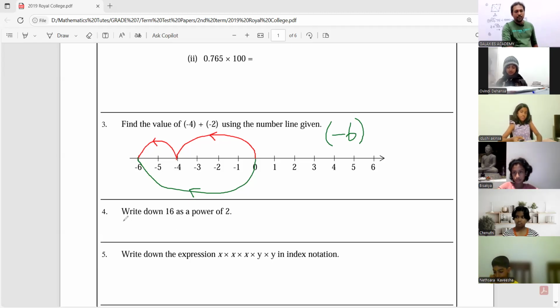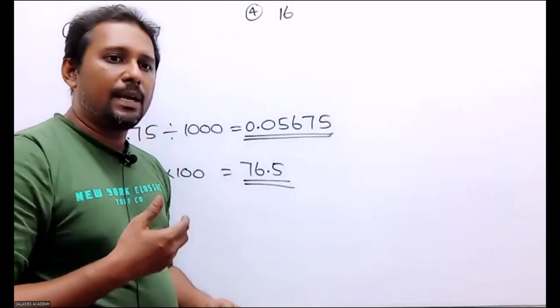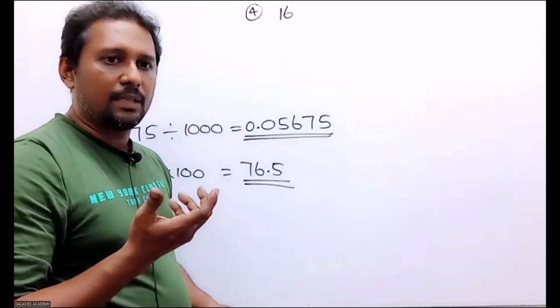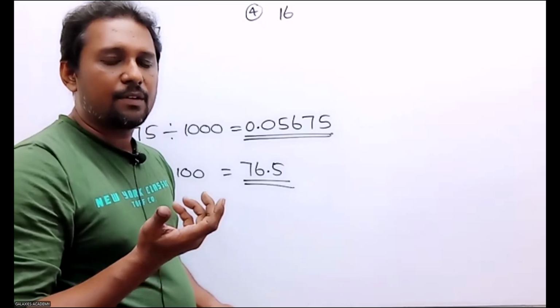Right. Fourth question, look at. Write down 16 as a power of 2. 16 you have to write as a power of 2. That means the base should be 2. Then what you have to do? 16 you have to divide by 2 until you receive the remainder 1.